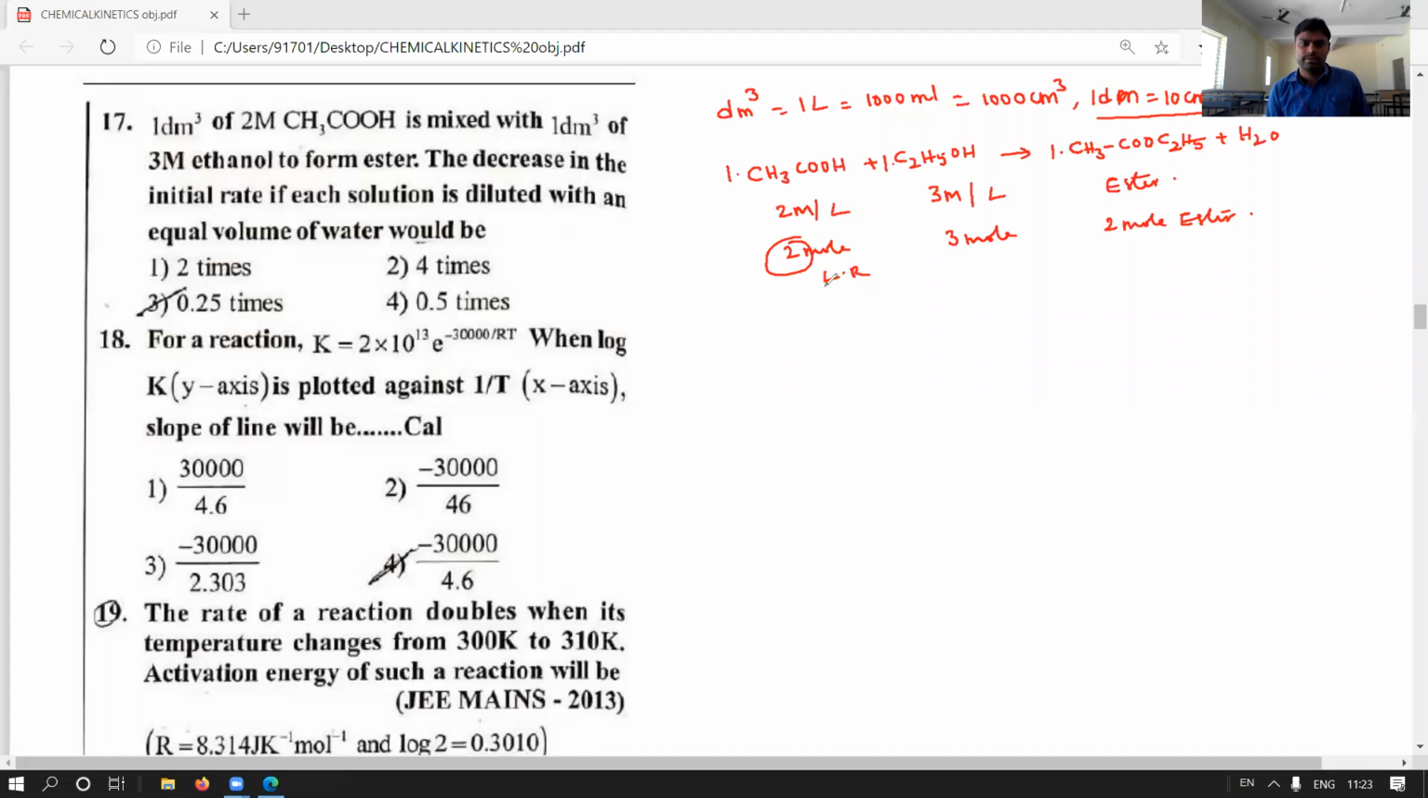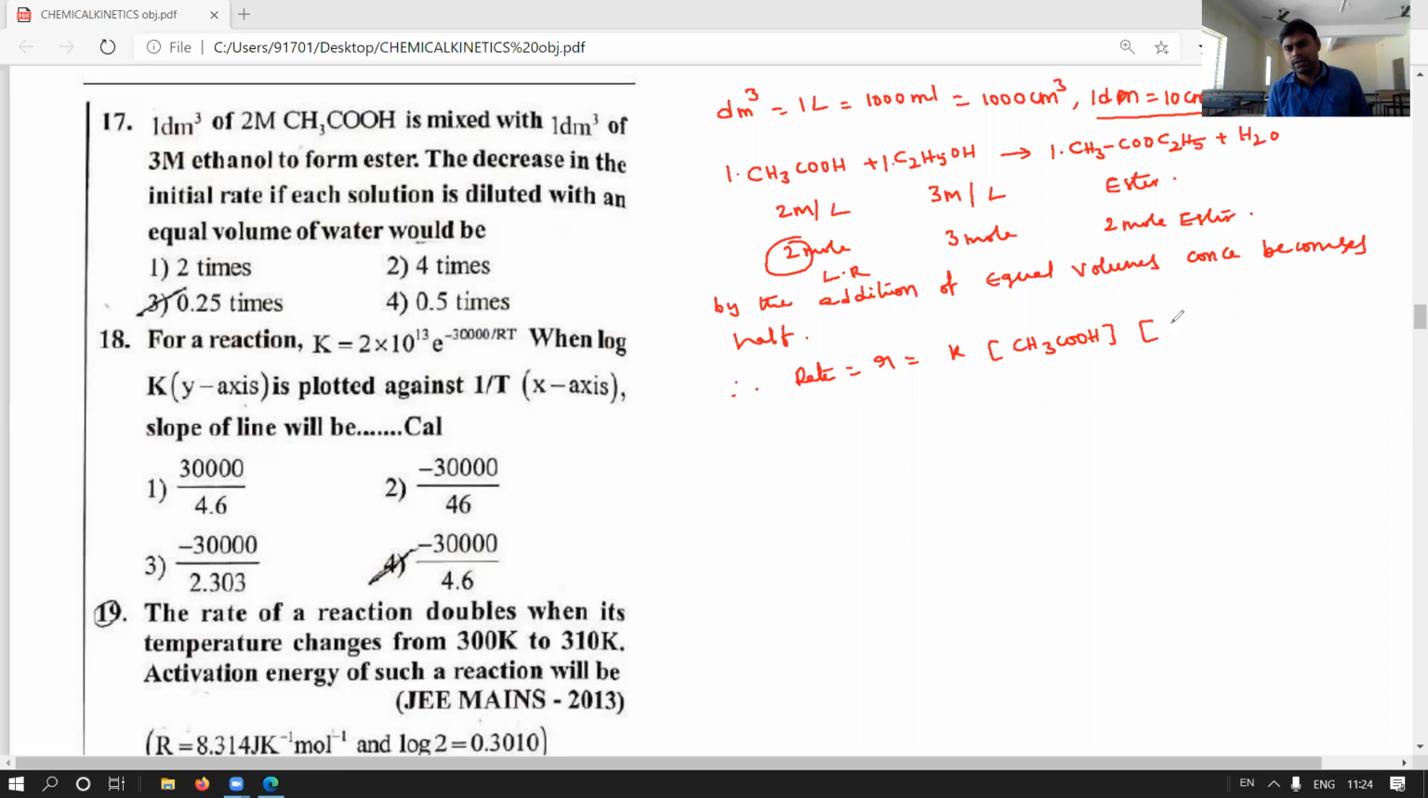Now upon dilution, equal volumes means it becomes diluted by twice. By the addition of equal volumes, concentration becomes half. So for this rate expression, R is equal to K into concentration of acid into concentration of ethyl alcohol. This is a second order reaction.